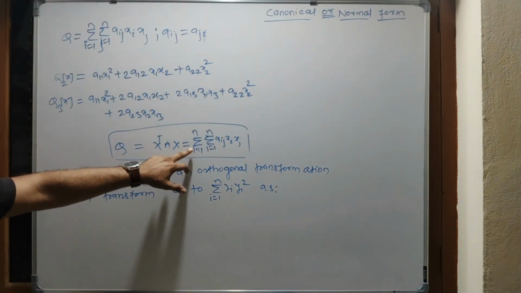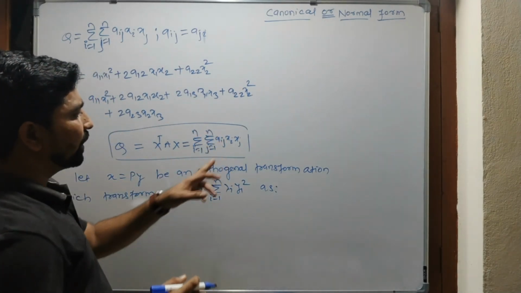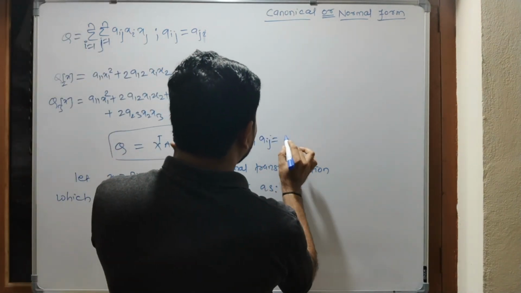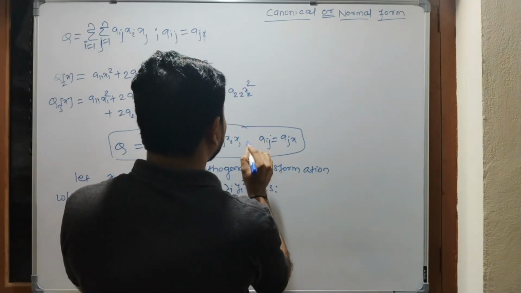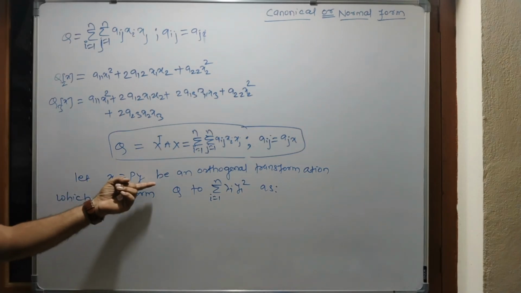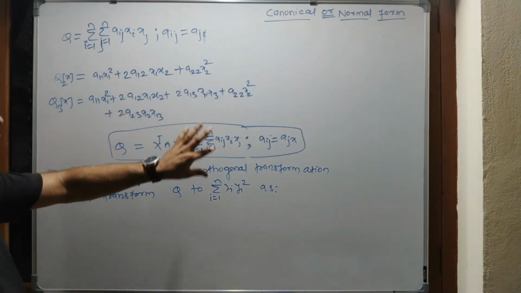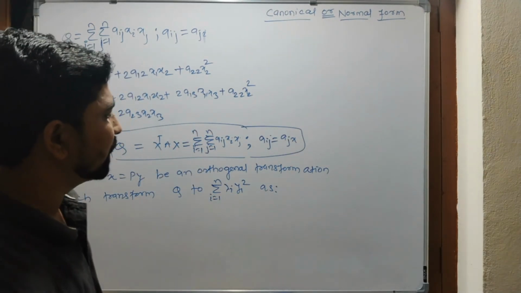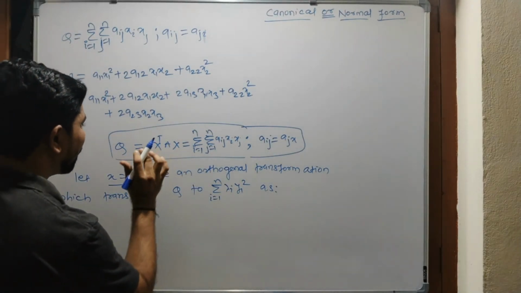As before, let Q equal to x transpose A x, which is equal to summation i running from 1 to n, summation j running from 1 to n, a_ij x_i x_j, where a_ij is the same as a_ji. Let x equal to P y be an orthogonal transformation which transforms Q, meaning this whole Q, to summation i running from 1 to n, lambda_i y_i square. So just put x equal to P y in place of x.